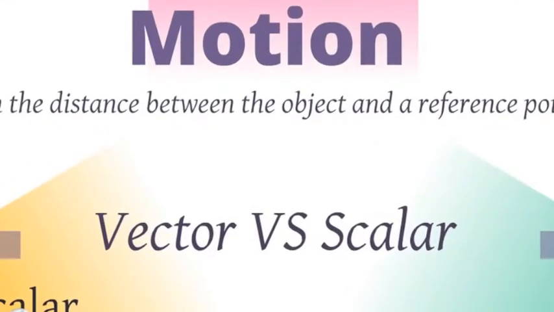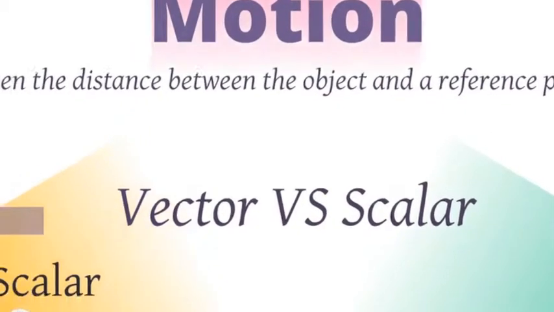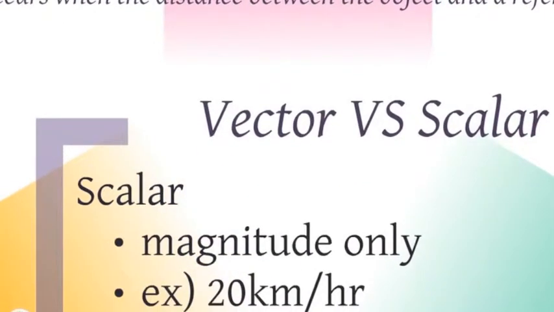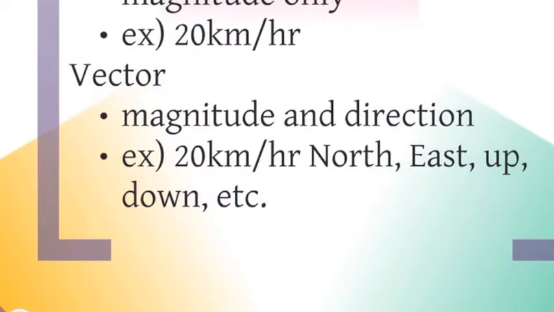Although neither vector nor scalar is the topic of this video, it is extremely crucial to know what they are, and therefore I'll be talking about it very briefly. It is fairly simple. Scalar quantities are ones with only magnitude, such as 20 kilometers per hour, and vector quantities are ones with magnitude and direction, such as 20 kilometers per hour north, east, up, down, etc.